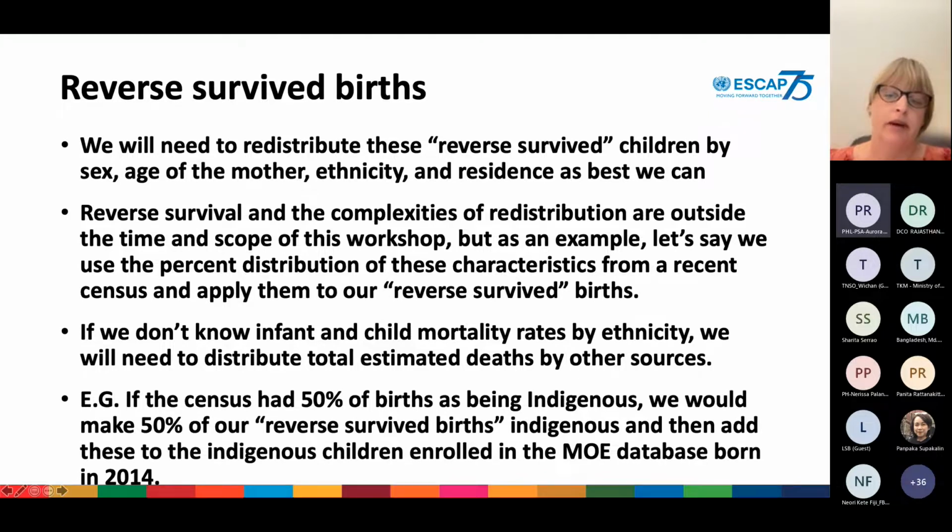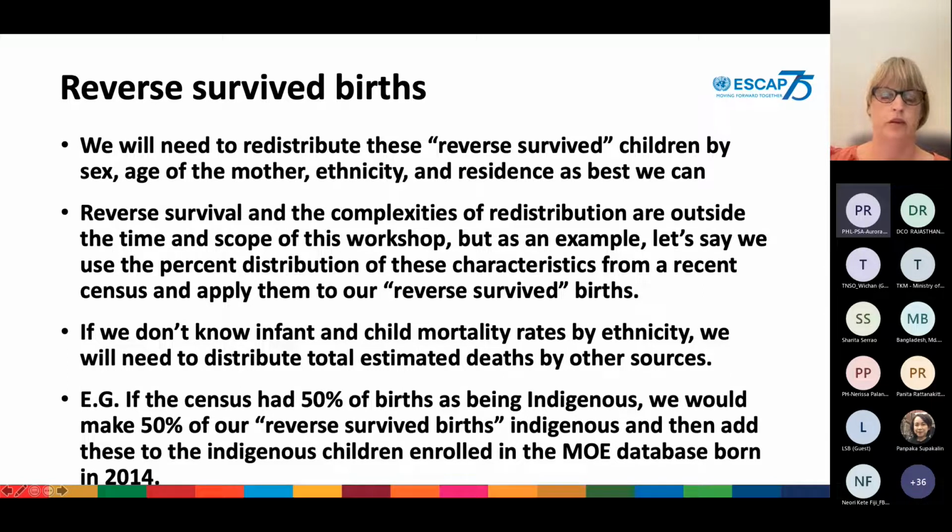But when we're thinking about infant and child mortality, there's a few factors that we need to consider. We reverse survive those who had died to make sure our births are complete in 2014. But because it's an inequality assessment, we're looking at things like the sex of the child, or the age of the mother, or ethnicity, or residence, or whatnot.